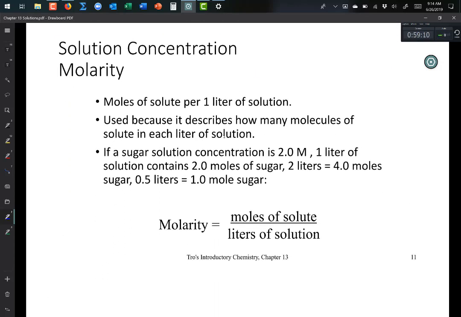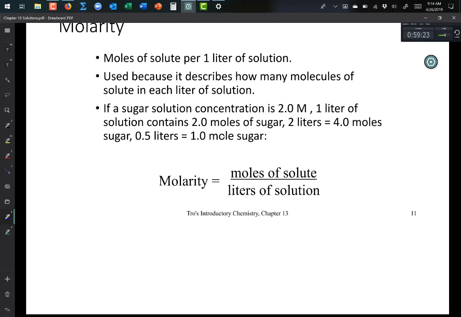The other unit for concentration you need to know, these next slides get really repetitious, so I'm probably going to bypass the stuff that's on the slide. But it's the molarity. So if a sugar solution is 2 molar, what that means is that 1 liter of solution has 2 moles of sugar in it. If you had 2 liters, you'd have 4. So it's always proportional to the amount of solution.